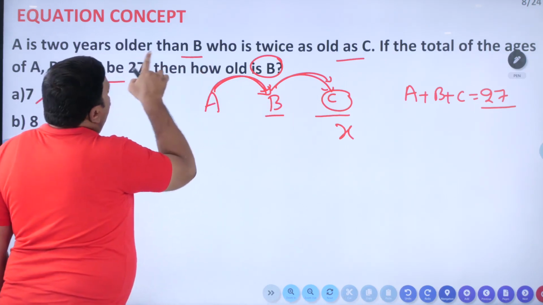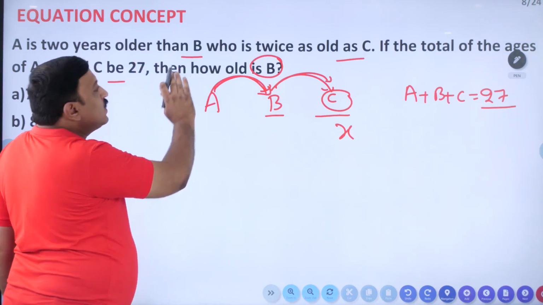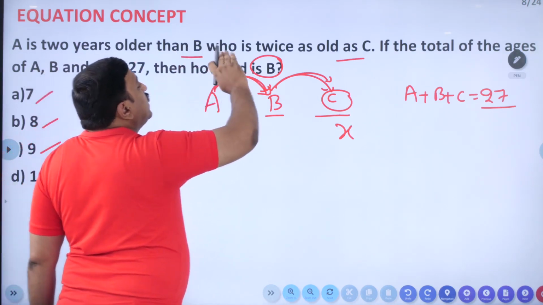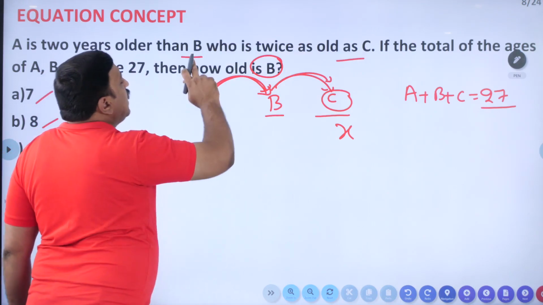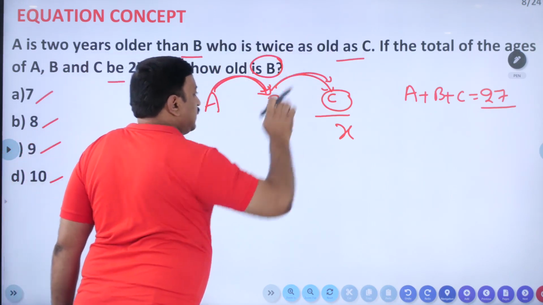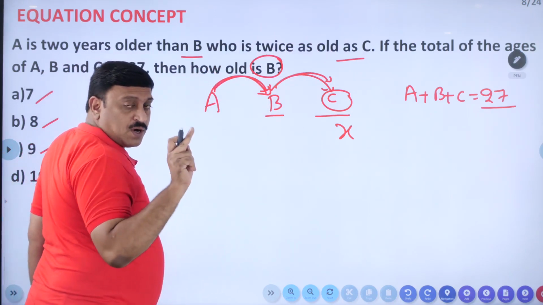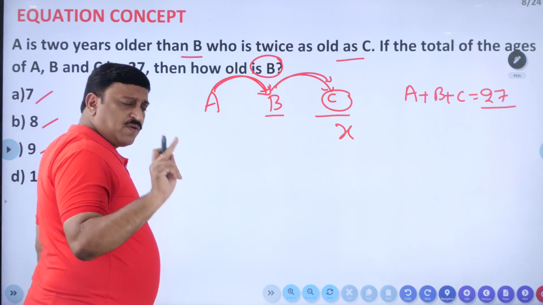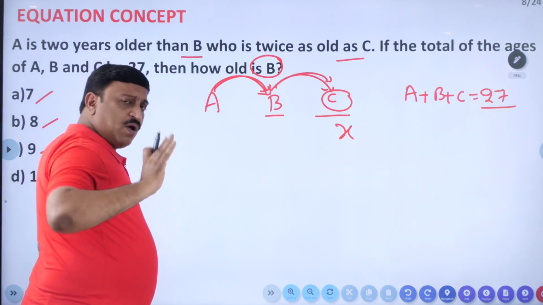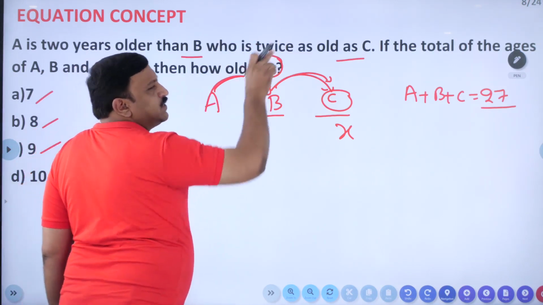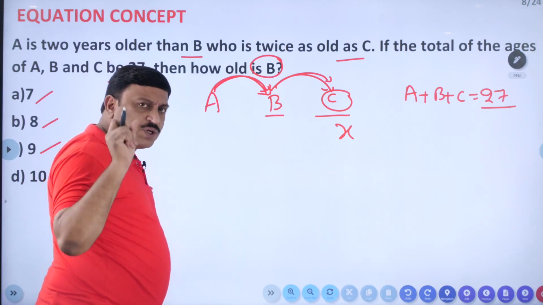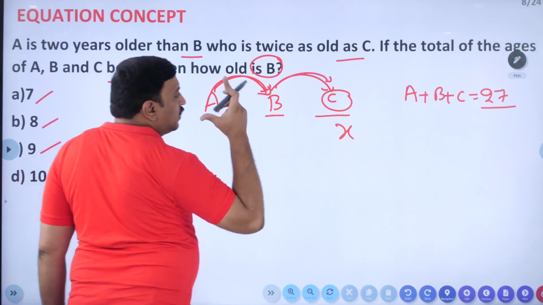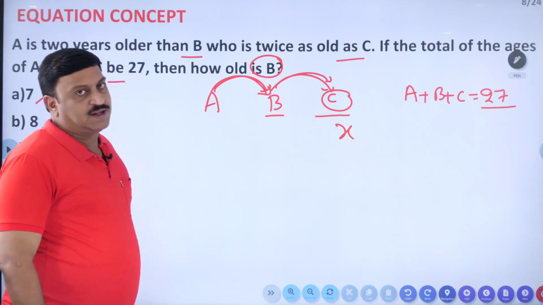A is 2 years older than B, forget about this one. Then B, who is twice as old as C. B, who is twice of C. Very important: in all the chapters, percentages, profit and loss, you come across wordings like that. So you have to be in a position to write on the spot. Instantly you have to write that.